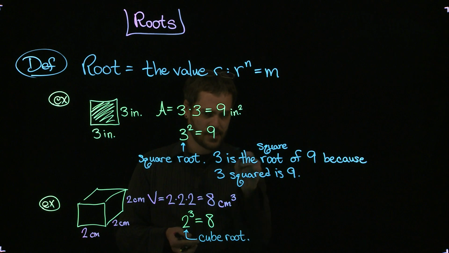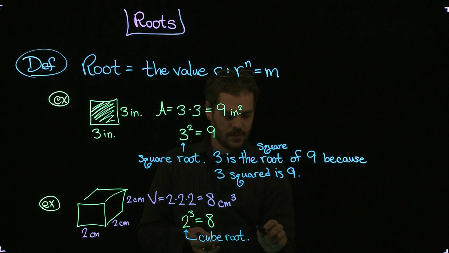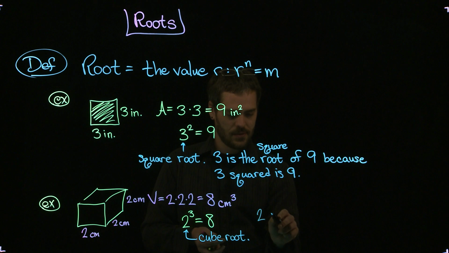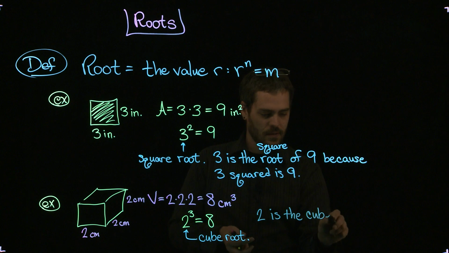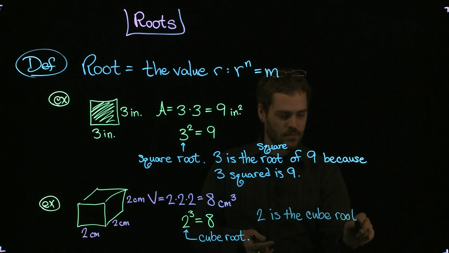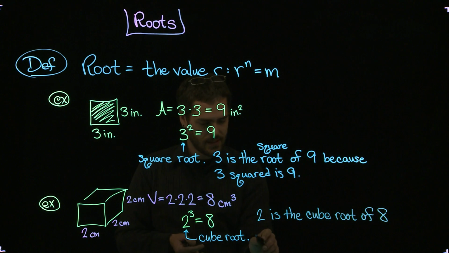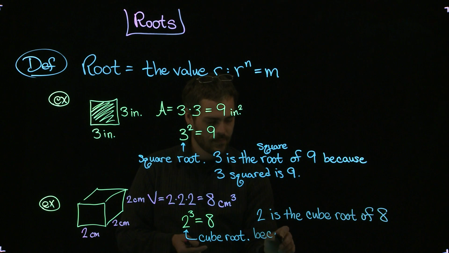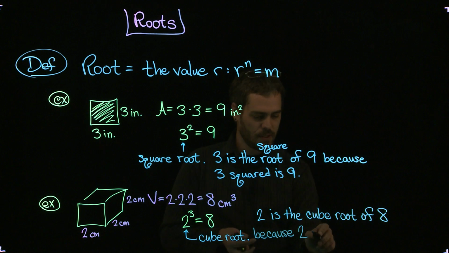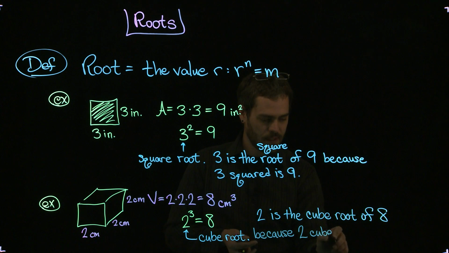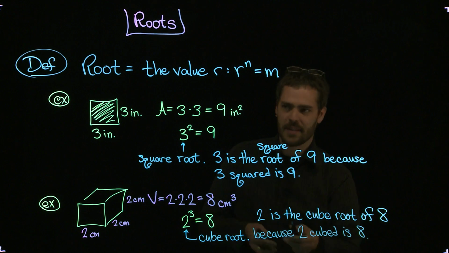So in words, just like I did here, we could say 2 is the cube root of 8, because, and here is the essence of it, because 2 cubed is 8. And that's really the definition of roots.